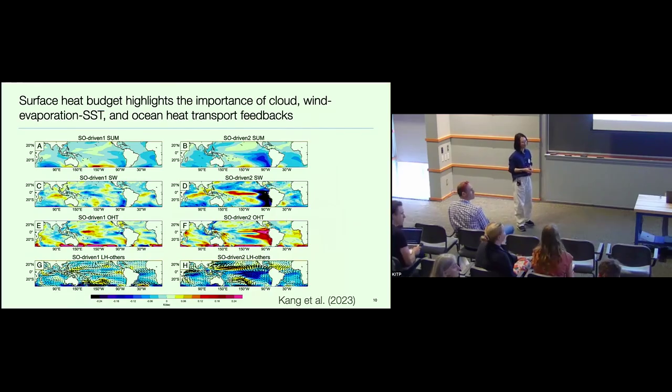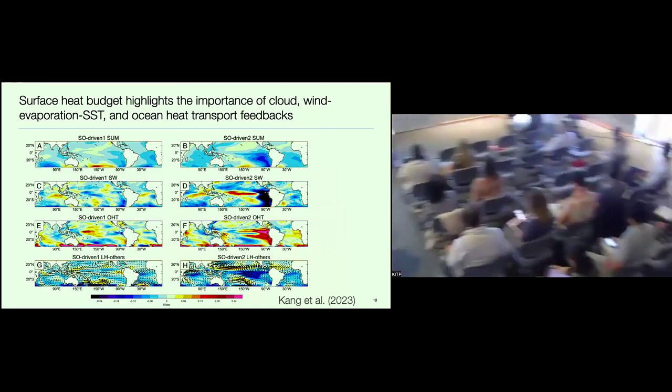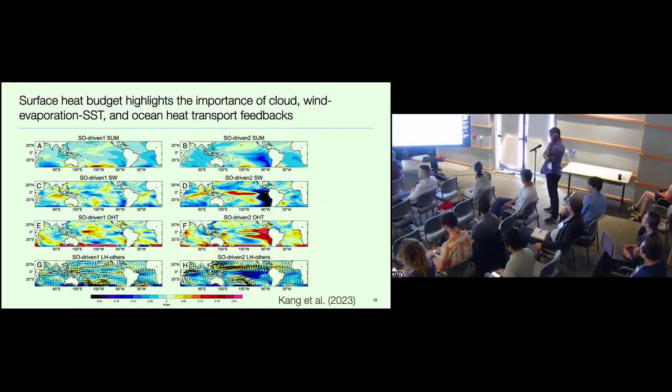Hi, Sally. Great talk. One question following up on Ruth's question. You showed that there's a big difference in the cloud feedback between CSM1 and CSM2. Is there a simple explanation for that? Is it differences in the parameterization or the number of clouds in the mean state?